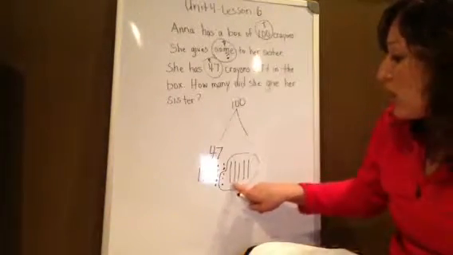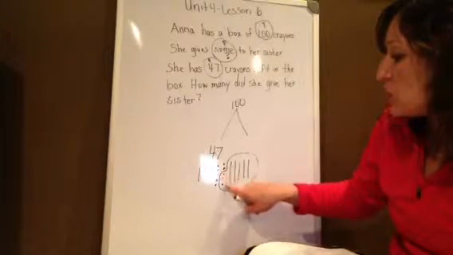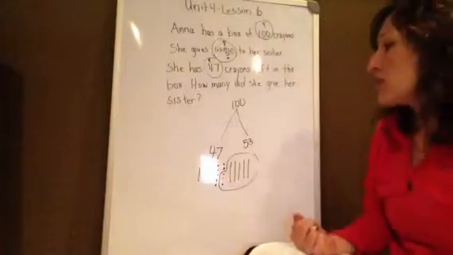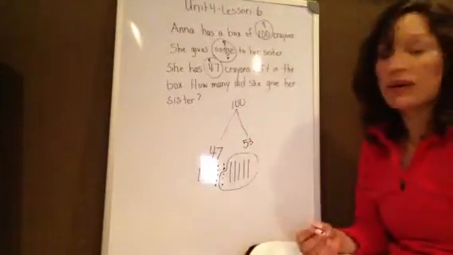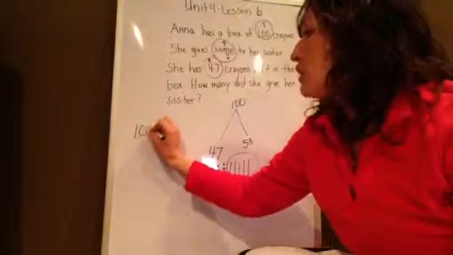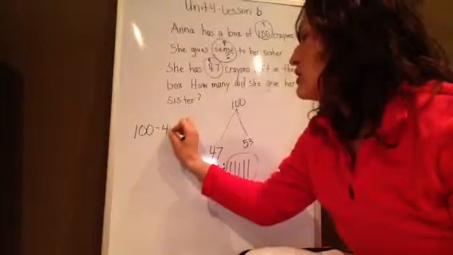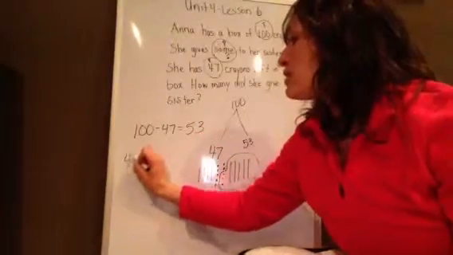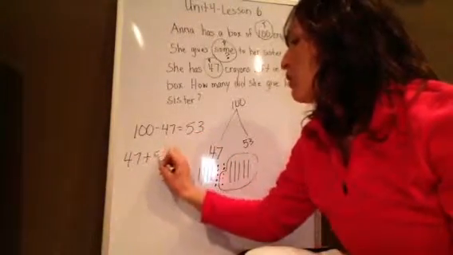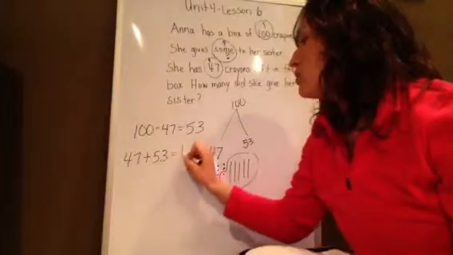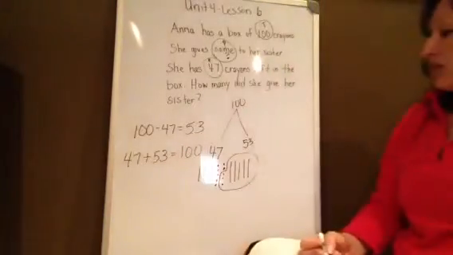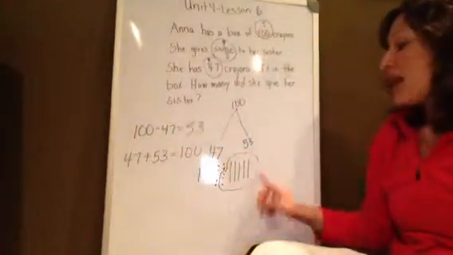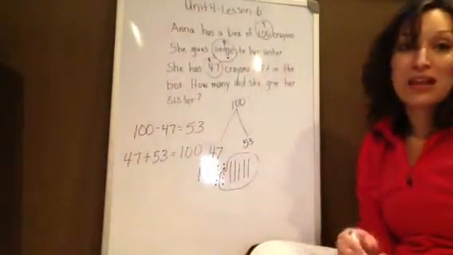10, 20, 30, 40, 50, 51, 52, 53. I added 53 more to make a picture of 100 to show what my missing part was. So I had 100, take away 47, and that equaled 53. I also had 47 when I added 53 more to it. That equaled 100. Okay? I've got a mountain, matching equations, and a math picture to show my thinking.